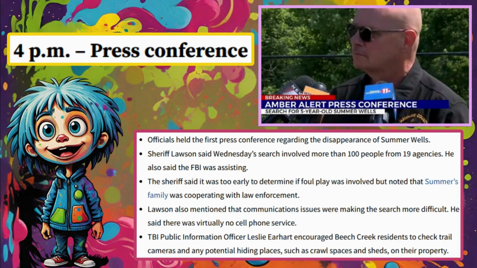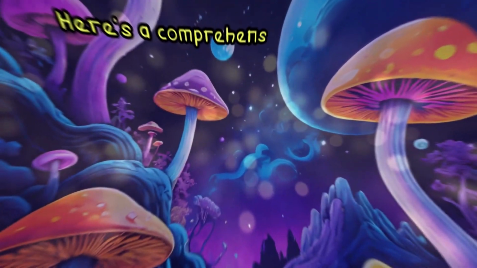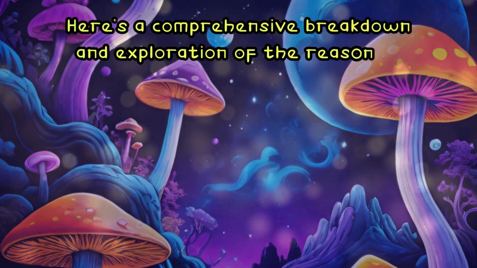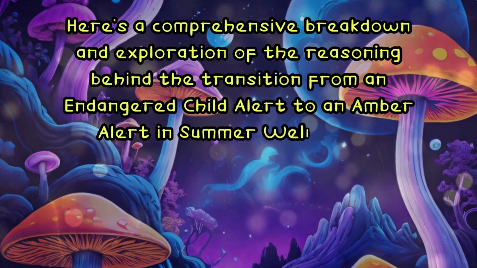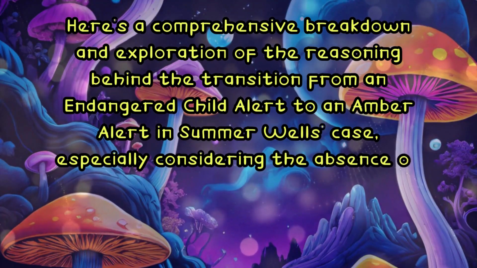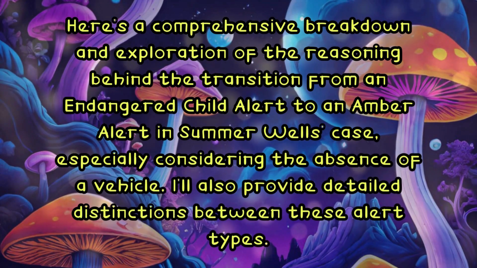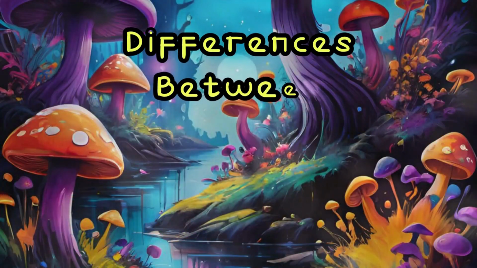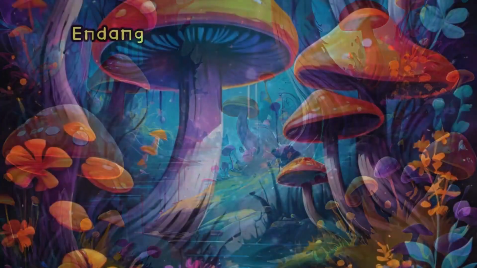Around 11 this morning, it switched from missing child alerts. Here's a comprehensive breakdown and exploration of the reasoning behind the transition from an endangered child alert to an Amber Alert in Summer Wells' case, especially considering the absence of a vehicle. I'll also provide detailed distinctions between these alert types. Differences between Endangered Child Alert and Amber Alert.